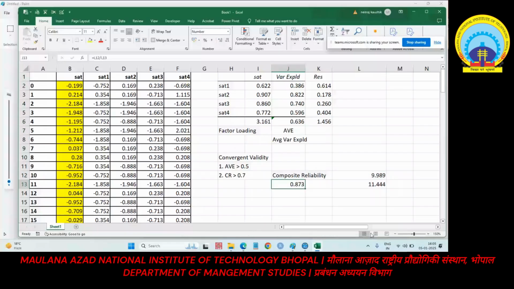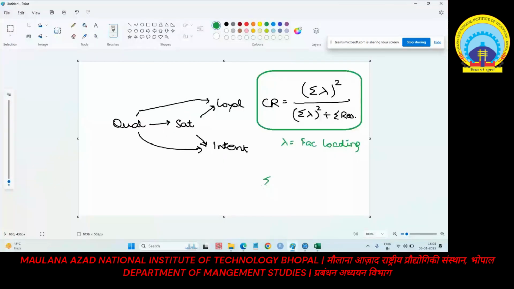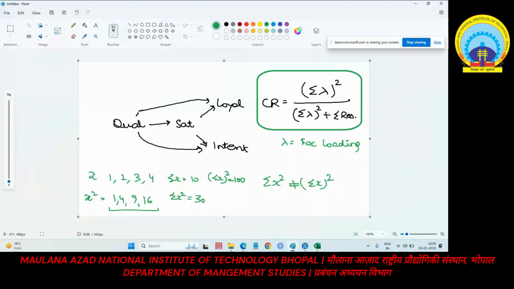How did I compute the value? I computed it using this formula. The formula is summation lambda, first add and then square the total. I hope you remember summation x square is not equal to summation x whole square. Do you remember this basic thing? If x is 1, 2, 3, 4, x square will be 1, 4, 9 and 16. Summation x will be 10 and summation x whole square will be 100. And summation x square will be 30. Summation x square means first do the x square and then sum. And summation x whole square means first add and then square that.